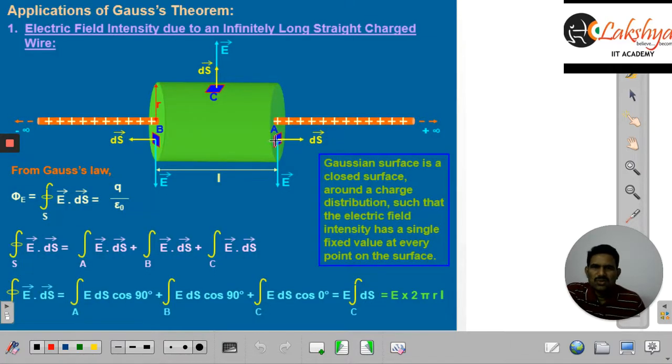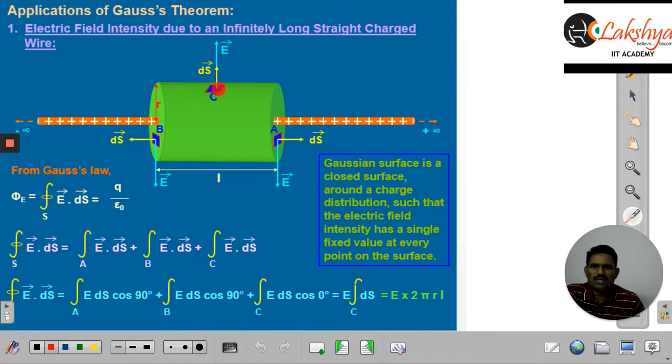Here first I am taking this application of Gauss law, Gauss theorem: the electric field due to an infinitely long straight charged wire. This is an infinitely long straight wire. It tends to infinity, and it has some linear charge density, say lambda. Now we are taking a cylindrical Gaussian surface here. This is a cylindrical Gaussian surface.